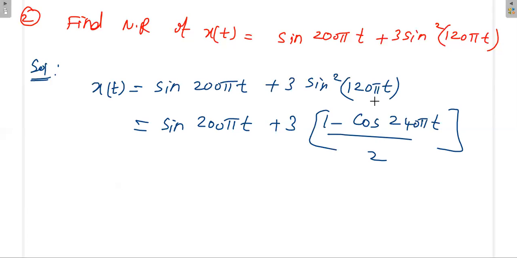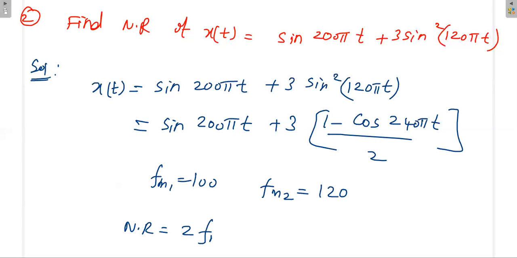Out of 200 and 240, 240 is the highest. So FM1 is equal to 100, FM2 is equal to 120. So what is the Nyquist rate here? That is 2 FM2, that is 240 hertz. That is the answer. Thank you.